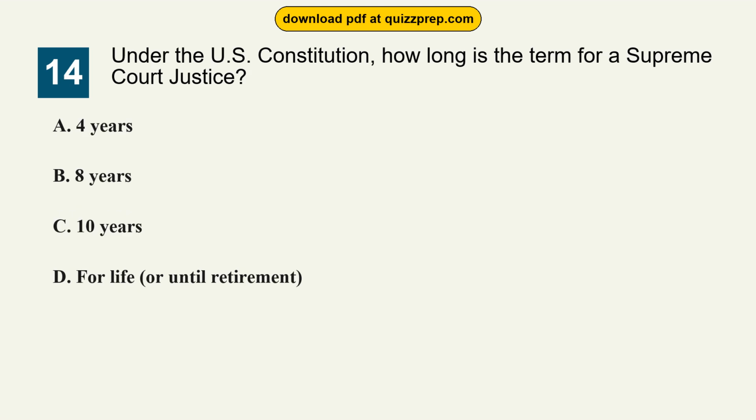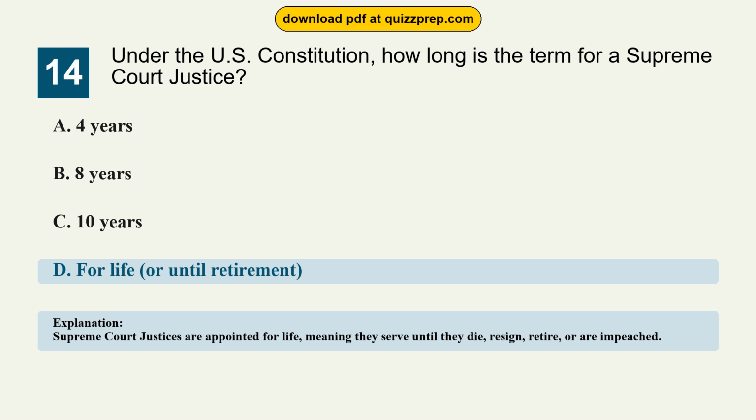Question 14. Under the U.S. Constitution, how long is the term for a Supreme Court justice? Option A, 4 years. Option B, 8 years. Option C, 10 years. Option D, for life, or until retirement. The correct answer is option D, for life, or until retirement. Supreme Court justices are appointed for life, meaning they serve until they die, resign, retire, or are impeached.